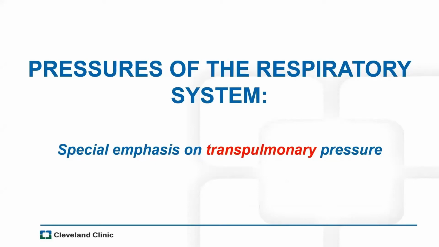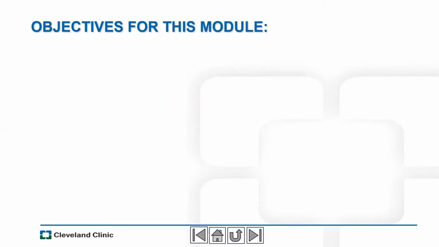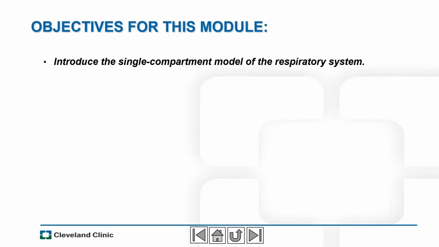All right, so we're going to be starting a series of physiology lectures, and the first few modules will focus on some of the core topics in respiratory mechanics. The first one today, we'll talk about the pressures of the respiratory system with a special emphasis on transpulmonary pressure. So the objectives of this module are, we'll try to introduce the single compartment model of the respiratory system.